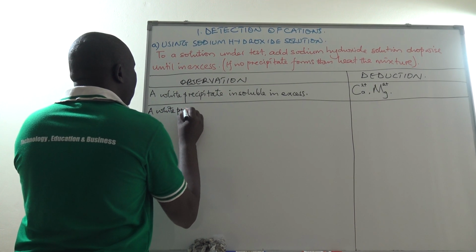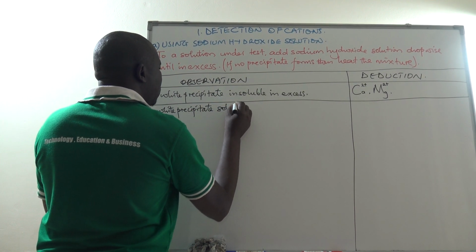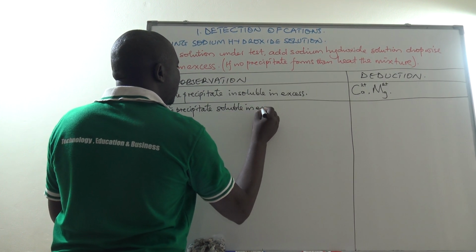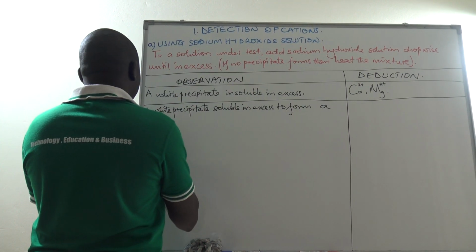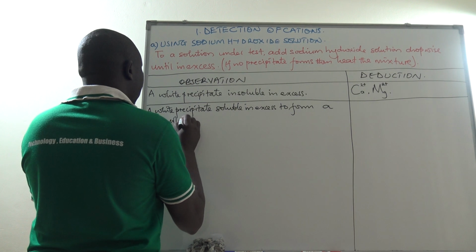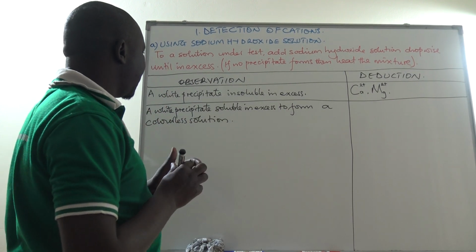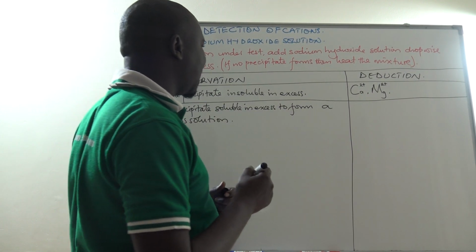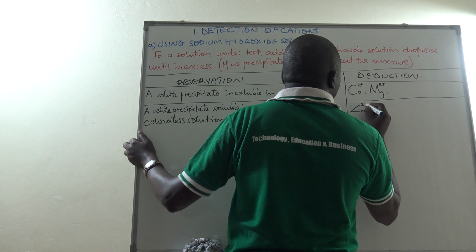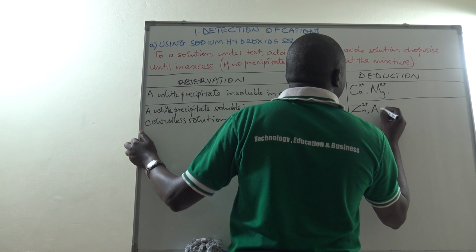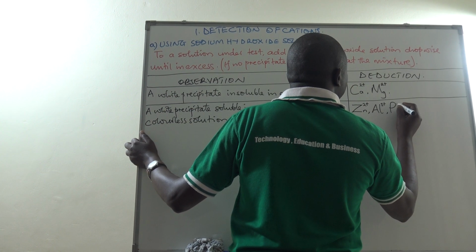We may also get a white precipitate soluble in excess to form a colorless solution. If we have this observation of a white precipitate soluble in excess to form a colorless solution, then I have these cations, that is zinc ion, aluminium ion, and there is also lead-2 ion.